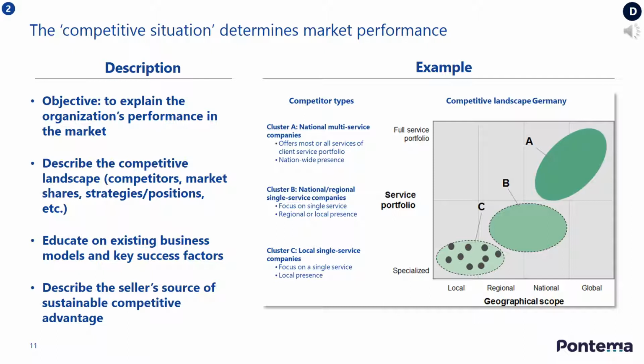The fourth core element of the document describes the competitive situation of the asset and how it is performing relative to its peers. Here you should articulate the dynamics of the competitive landscape, including the key competitors, market shares, strategic positioning, and geographic scope. In this section, you can also outline the main competitor business models and key factors of success, and end by describing the seller's sources of sustainable competitive advantage relative to peers.